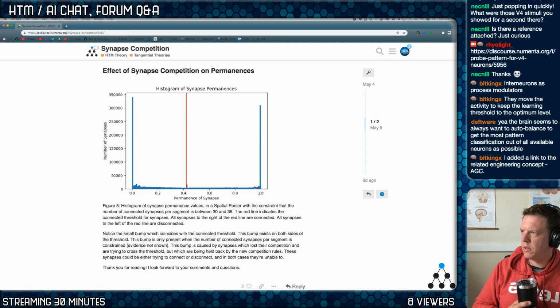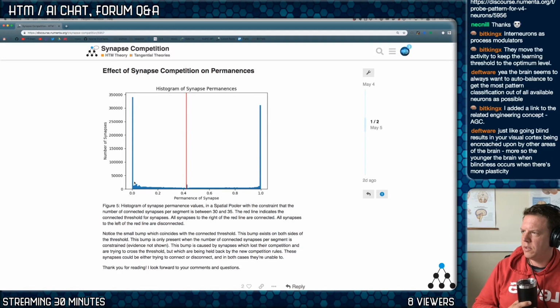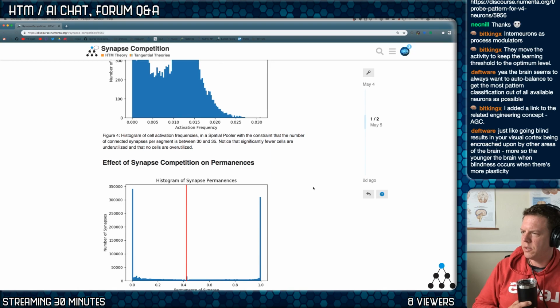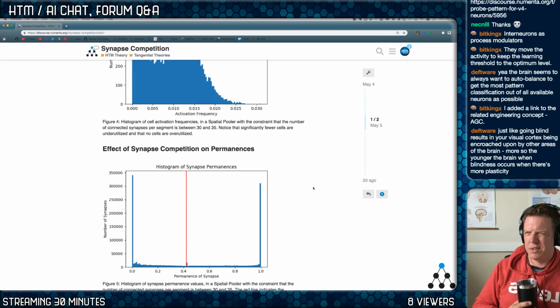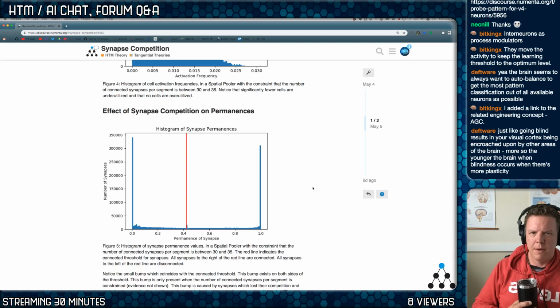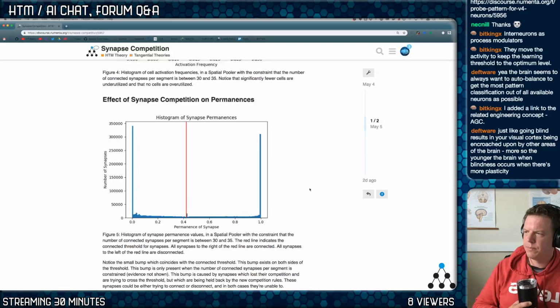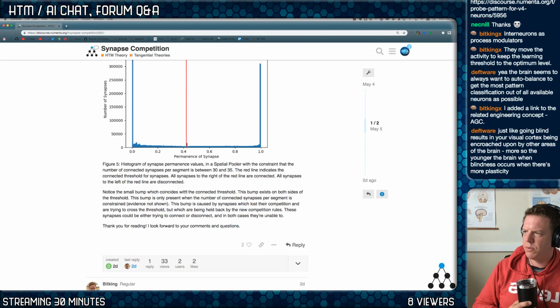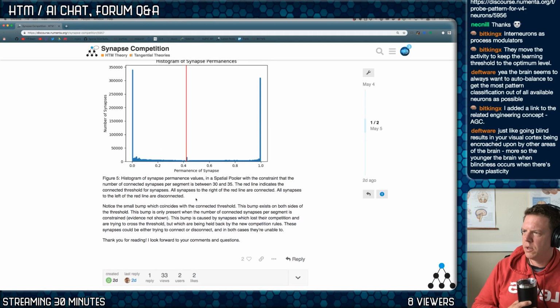Permanence of synapse. So these either went to 0 or 1 for the most part. Effective synapse competition. That's not necessarily what you want, is it? Small bump coincides with the connected threshold. This bump exists on both sides of the threshold. Oh, he's saying all synapses to the right are connected, all to the left are not. That's the threshold.